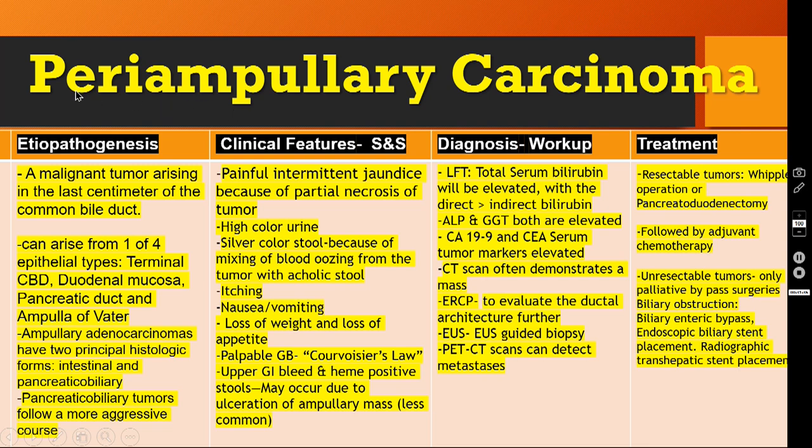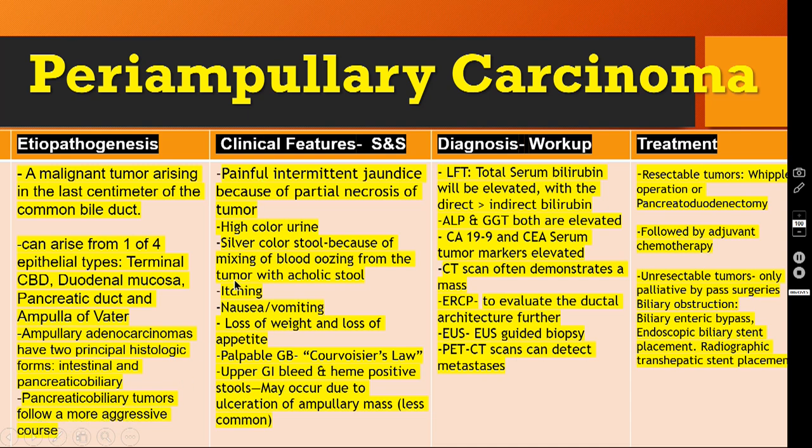Coming to the periampullary carcinoma, this is a malignant tumor arising in the last centimeter of the common bile duct. It can arise from one of the four epithelial types: the terminal CBD, duodenal mucosa, pancreatic duct, and ampulla of Vater. The ampullary adenocarcinomas have two principal histological forms: intestinal and pancreatobiliary. The pancreatobiliary tumors follow a more aggressive course.